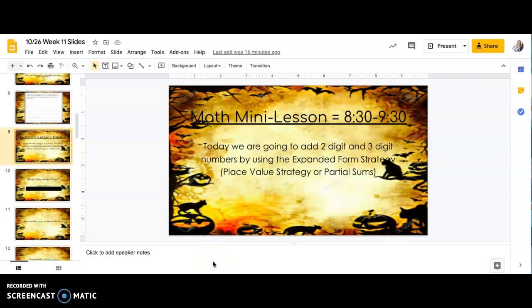All right, third graders. Today for math, don't mind the times. Your times are going to be a little bit different. But today we are going to add 2-digit and 3-digit numbers by using the expanded form strategy. Okay, so you're going to be focused on the place value strategy or the partial sum strategy. And if you're not sure what that means, we'll be watching a video in just a moment.